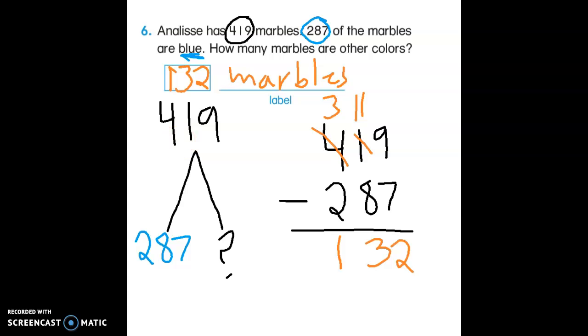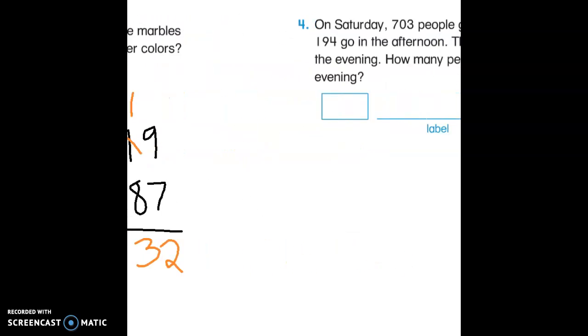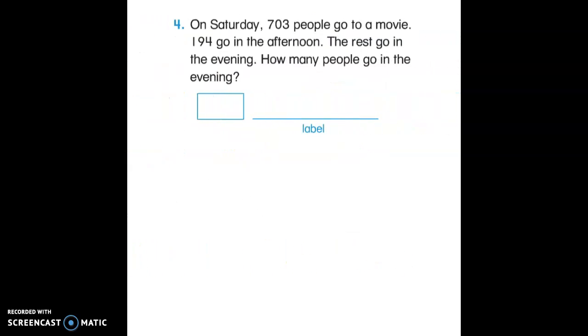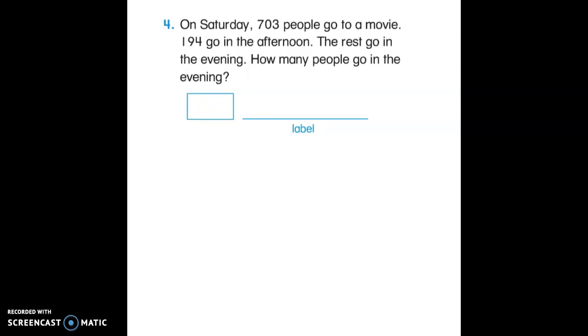The last problem that you might see, boys and girls. This one has to deal with time. We've done colors, we've done giving and selling. This one is with time. On Saturday, 703 people went to a movie. 194 go in the afternoon, the rest go in the evening. How many people go in the evening?